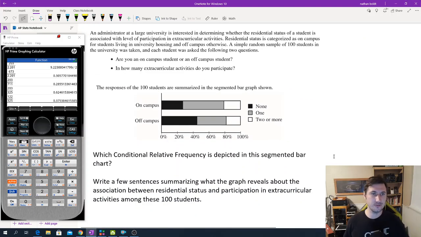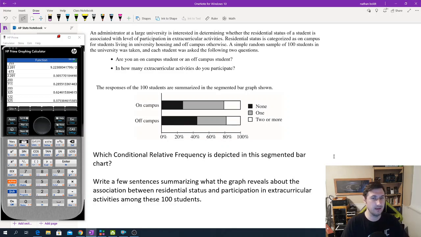All right, I got one more problem I'd like you to try out to see if you can get this. An administrator at a large university is interested in determining whether the residential status of a student is associated with the level of participation in extracurricular activities. Residential status is categorized as on campus for students living in university housing and off campus otherwise. A simple random sample of 100 students in the university was taken, and each student was asked the following two questions. Are you on campus or off campus? And how many extracurricular activities do you participate in?